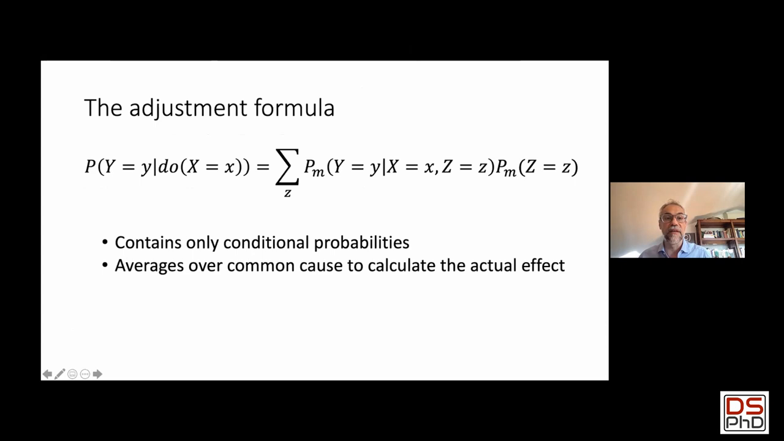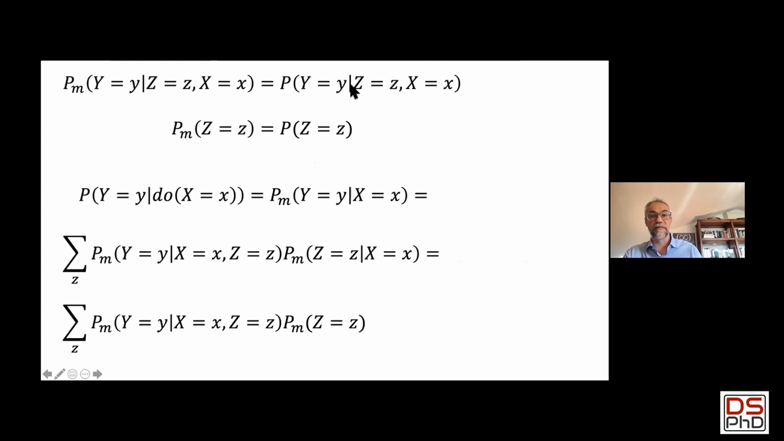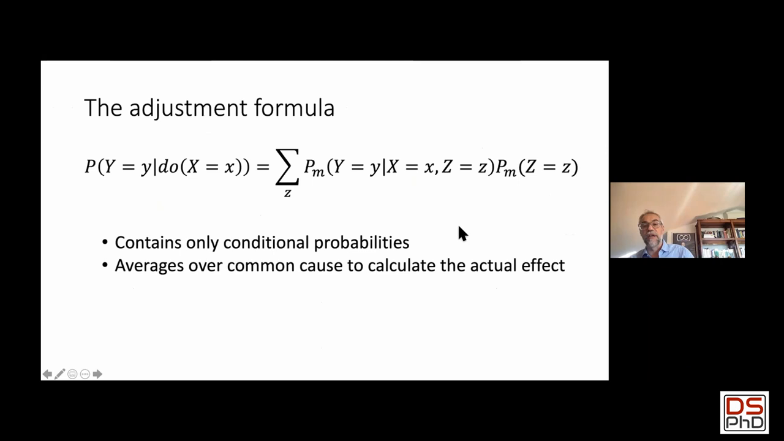I can calculate the probability of epsilon being epsilon, forcing X to be x, just by conditional probabilities only. If you see this, the conditional probabilities are the conditional probabilities in the modified graphs, but these probabilities, as we saw, are exactly equivalent to the probabilities in the original graph. So we can use the original conditional probabilities that we are given from the data in order to calculate the adjustment formula.